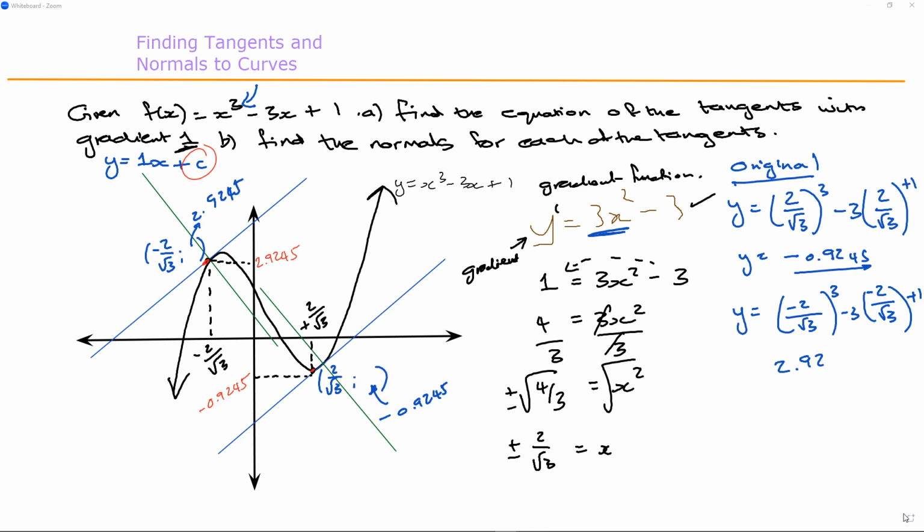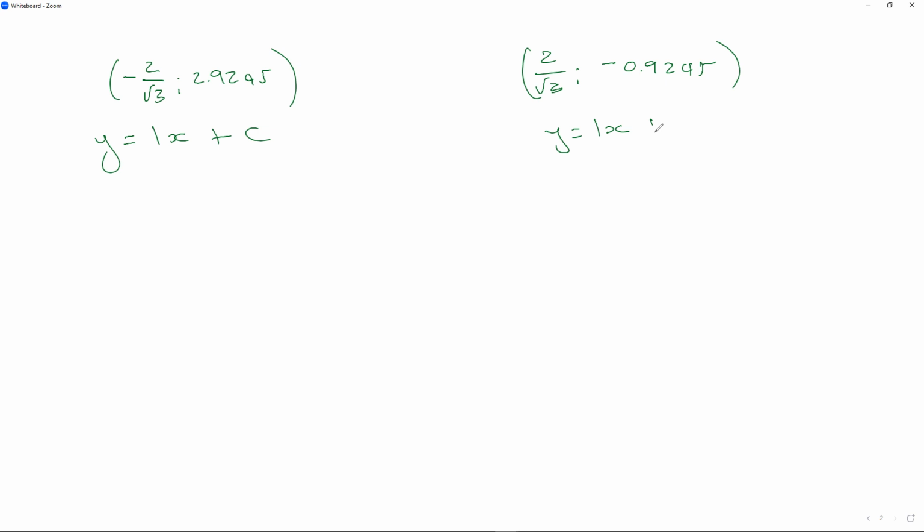We know what the coordinate is. Let me see if I can write it down here. So the first coordinate is negative 2 root 3 and 2.9245. And the second coordinate was, when I made it into a plus, let's just make sure we got that. That's going to be negative 0.2 over root 3, and that comes to negative 0.9245. And for each of these, I have an equation, y equals 1x plus c, y equals 1x plus c, and now I simply want to find the c value.